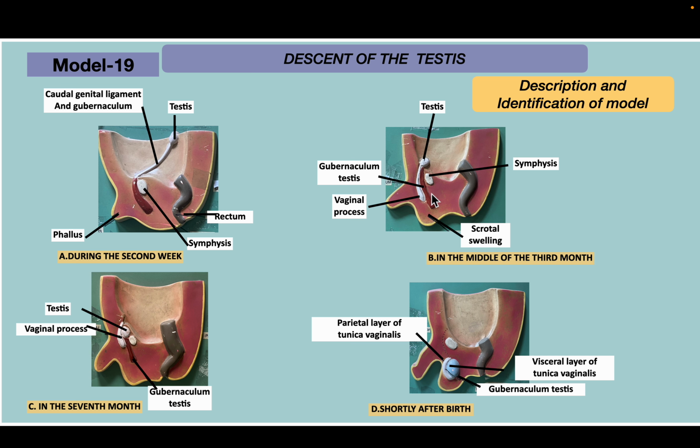In the second model you can see here the testes are descending downward. So this is the gubernaculum testis, this is the vaginal process, this is the scrotal swelling, this is symphysis. Next, what is happening? It is coming downward. So these are the structures. Then the coverings of the testis are formed, that is parietal and visceral layers of tunica vaginalis and gubernaculum testis. So this is during the second week, this is third week, this is 7th month and shortly after birth.